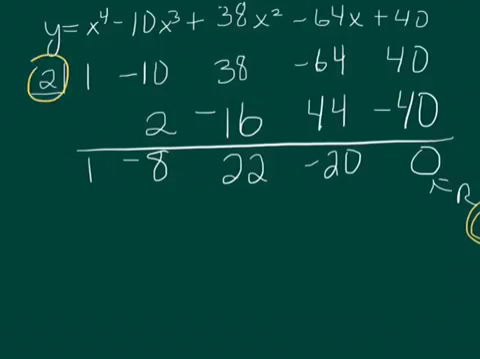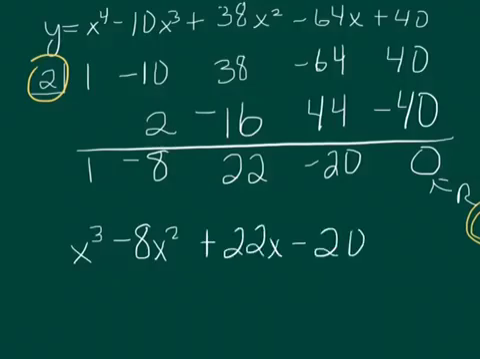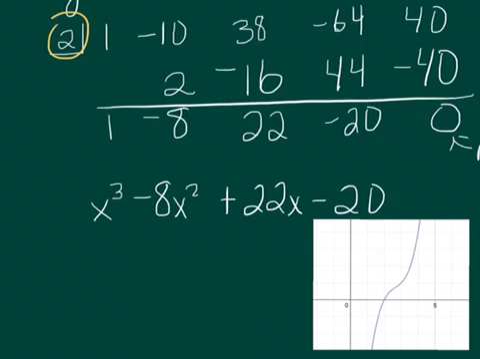Now, what's my new quotient? X cubed minus 8x squared plus 22x minus 20. Still not a quadratic. It might be useful to graph this one too. Okay, there we go. You can see we have another candidate for a 0. That looks like there's a 0 at 2. That would be the second 0 of 2, so that 0 would have a multiplicity of 2.